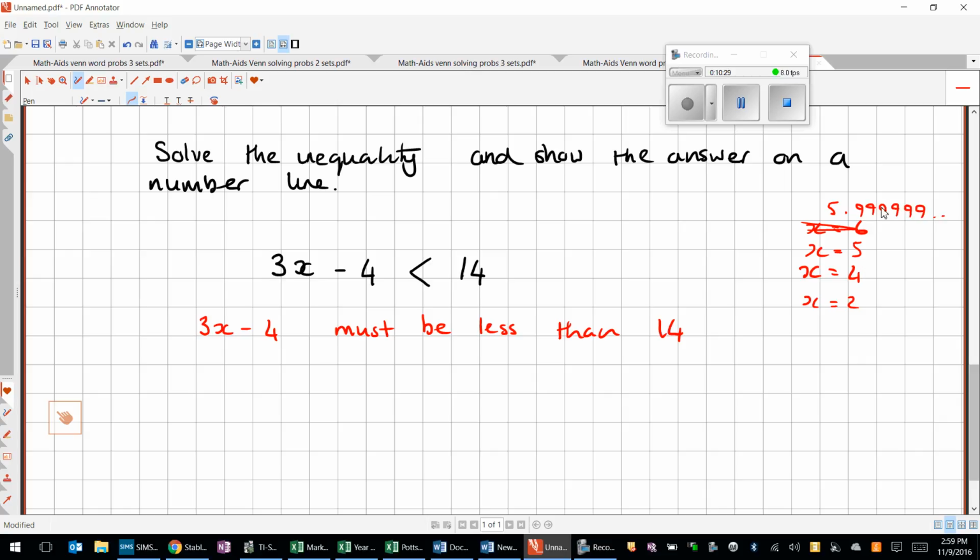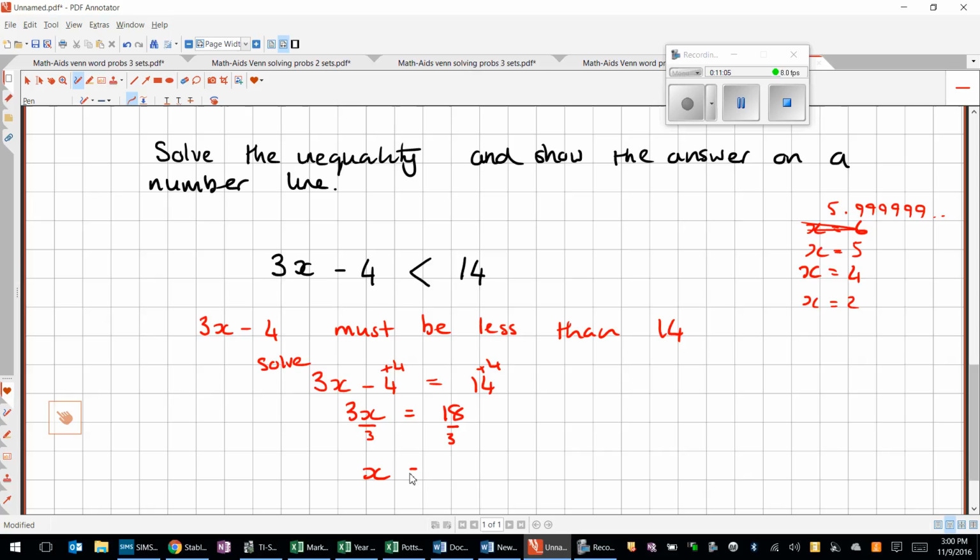So, what we do is this. You've kind of done that in your heads, but what we do is pretend I have an equal sign, and I'm going to solve the equality, because that will tell me the barrier, the limit. You can all do that. So 3x equals 14 plus 4, which is 18, and then x equals 18 divided by 3, which is 6. So x equals 6.